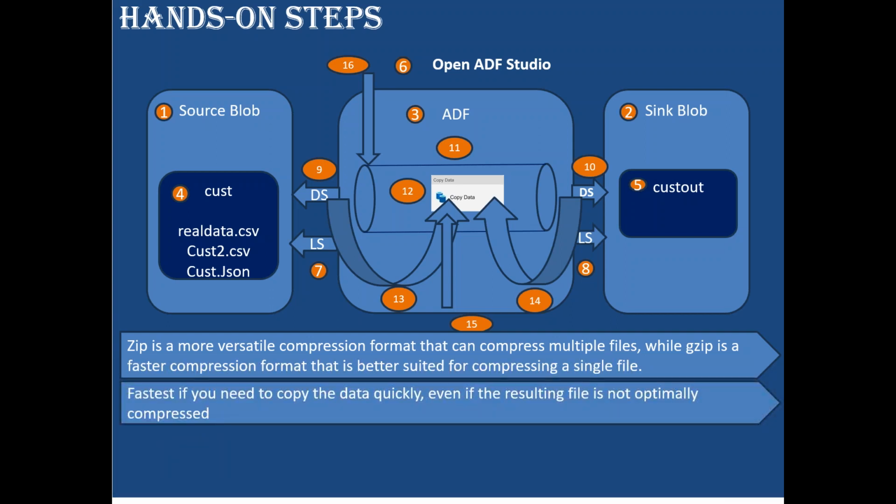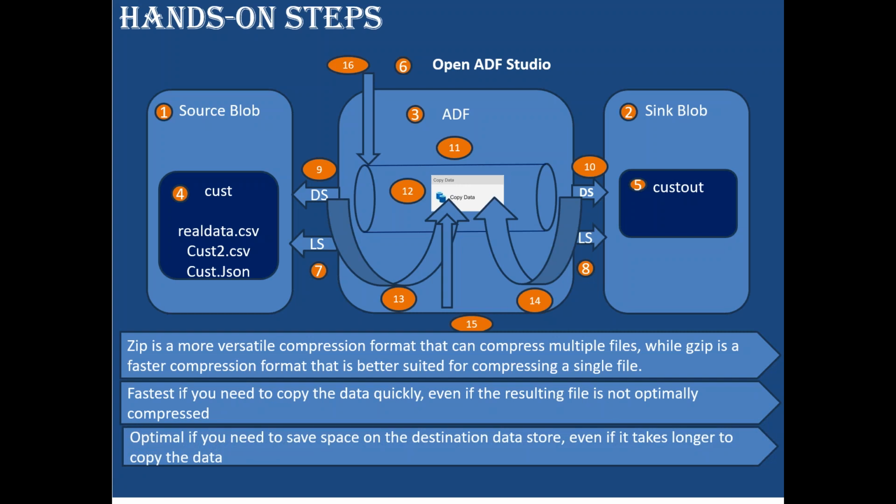When you are configuring the source dataset side, we have gzip and zip. There are two options that we need to choose: fastest and optimal. Fastest means you need speed. It doesn't matter whether the quality of compression is good or not, but you need the speed. If you need to copy data quickly, even if the resulting file is not optimally compressed, then we can go for the fastest.